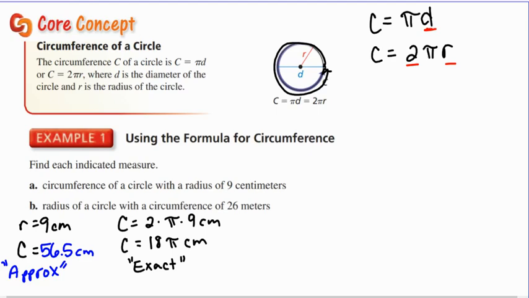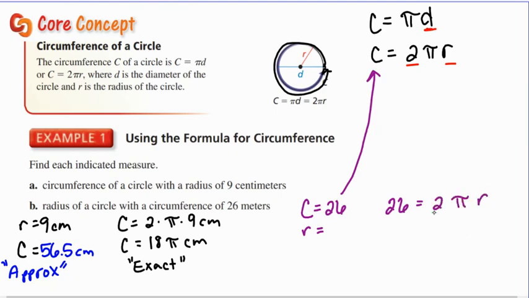All right, and then for the second one, we want to find the radius of a circle with a circumference of 26 meters. So since C is equal to 26 and we're trying to find the radius, again, I'm going to use this equation right here, C equals 2 pi r. The C is going to be replaced with 26 meters. So 26 equals 2 pi r.